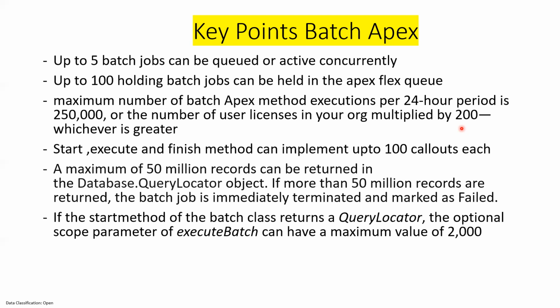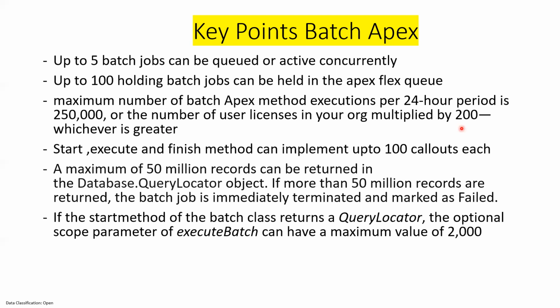Okay, how many records can we process? A maximum of 50 million records can be returned by the Database.QueryLocator object. So if you use Database.QueryLocator in your start method, remember this can give you a maximum of 50 million records. If you have more than 50 million records, then what will happen? Your batch job will fail immediately. It will terminate, and the status will come as failed.